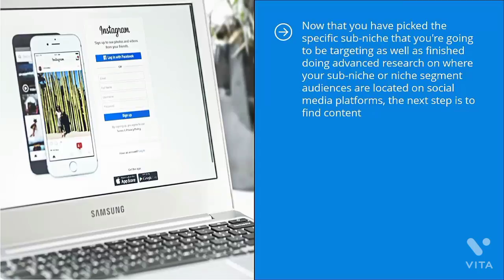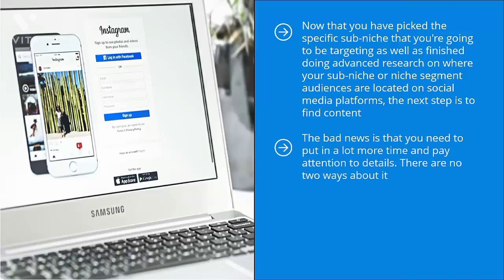Now that you have picked the specific sub-niche that you're going to be targeting, as well as finished doing advanced research on where your sub-niche or niche segment audiences are located on social media platforms, the next step is to find content. I've got some good news and some bad news. The good news is that you stand to save a lot of money. The bad news is that you need to put in a lot more time and pay attention to details. There are no two ways about it.